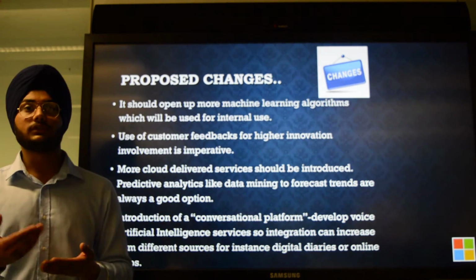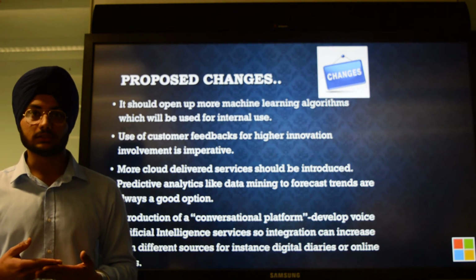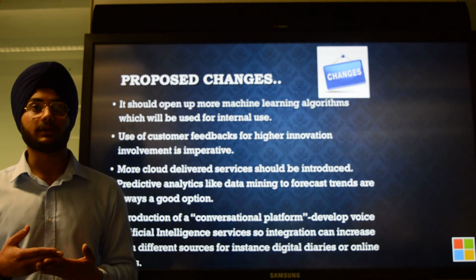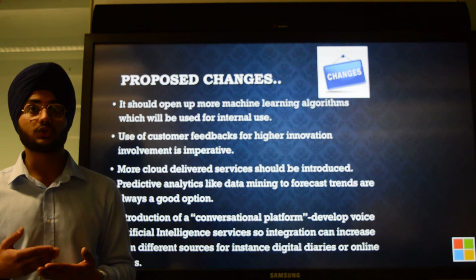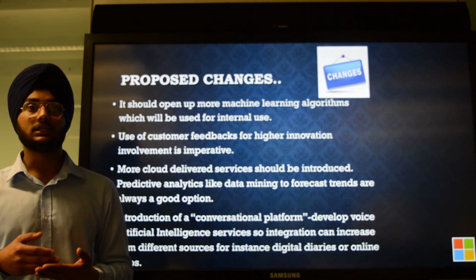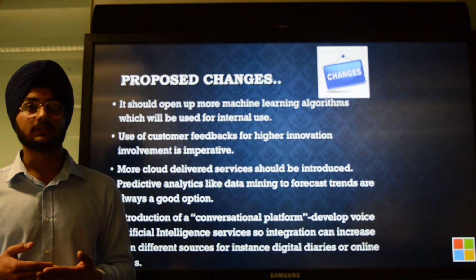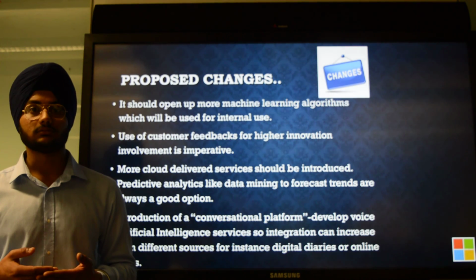Then cloud delivered services, predictive analytics like data mining to forecast trends. Introduction of a conversational platform developing voice artificial intelligence services so that people can integrate information from different sources such as digital diaries, online maps and corporate websites and coordinate meeting friends and car rides with visits to restaurants and cinemas for users. That's all.